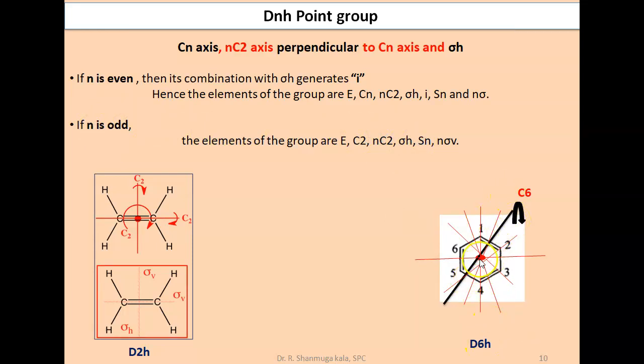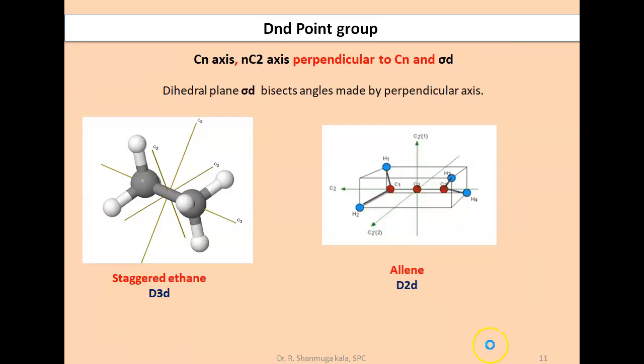Another example is benzene. Here the C6 axis passes through the center of the benzene ring, and more C2 operations are there, which pass through the center of the bonds and through the first and the fourth carbon, second and the fifth carbon, third and the sixth carbon. So there are many perpendicular C2 axes. Hence it has the D6H point group.